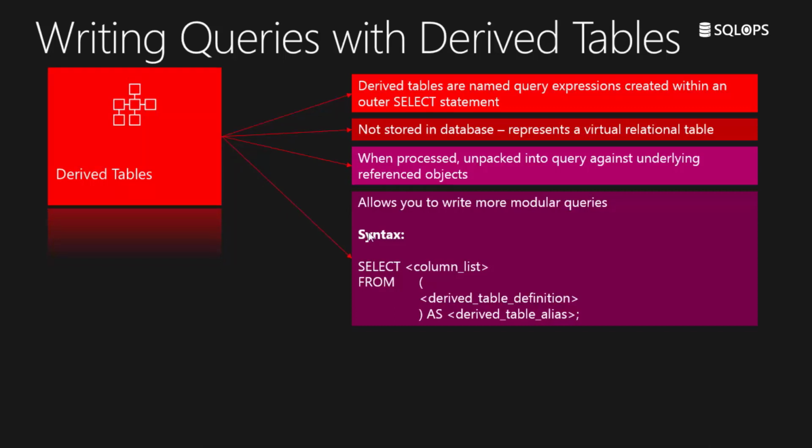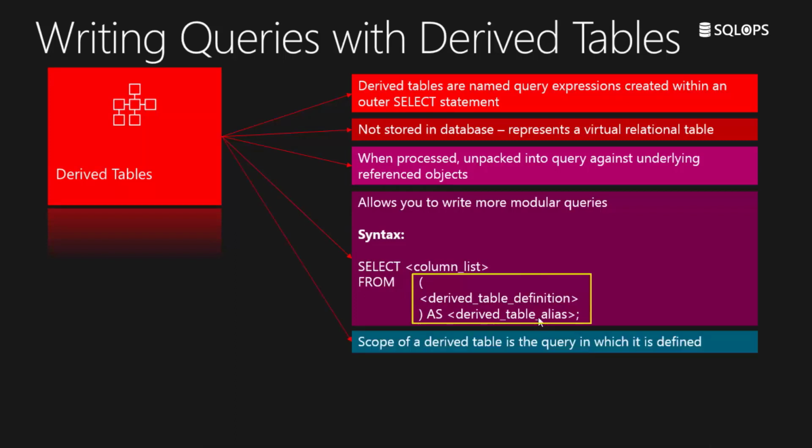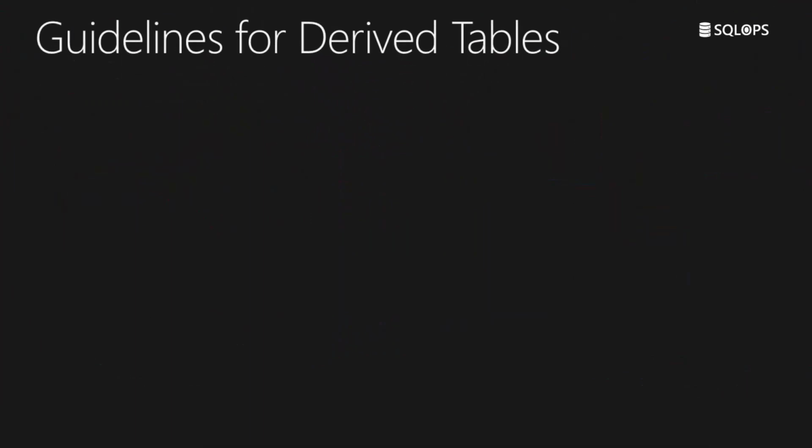To create a derived table, you need to write the inner query between parentheses followed by an as clause and a name for the derived table. And the scope of a derived table is the query in which it is defined, which means that a derived table is created at the time of execution of the outer query and goes out of scope when the outer query ends. And since derived tables are not stored in the database, no special security privileges are required to write queries using derived tables other than the rights to select from the source objects. And one thing to remember about derived tables is that there are no performance benefits or specific performance costs to using them. Now let's see some guidelines for derived tables.